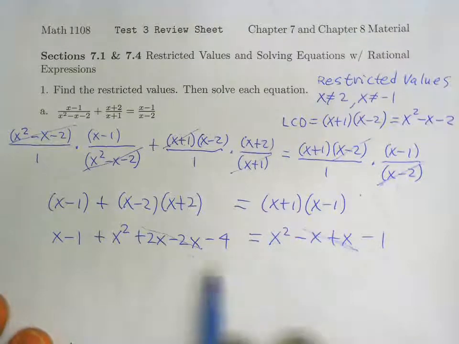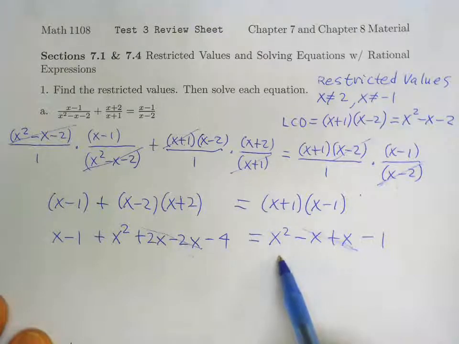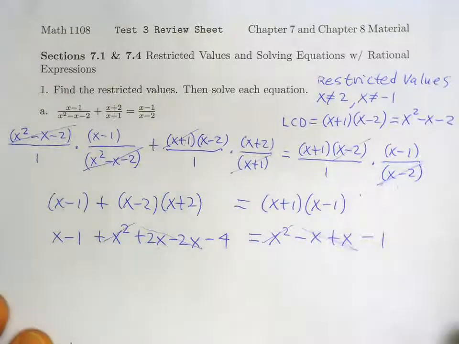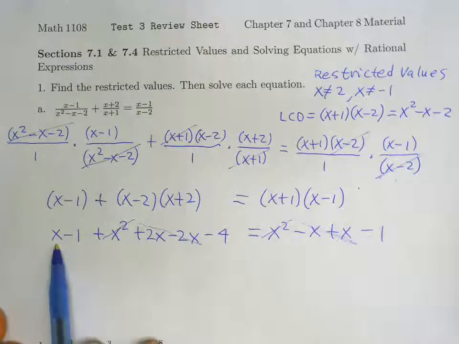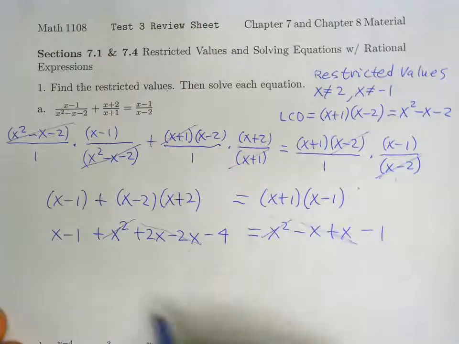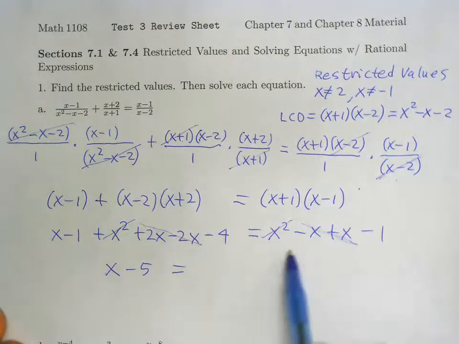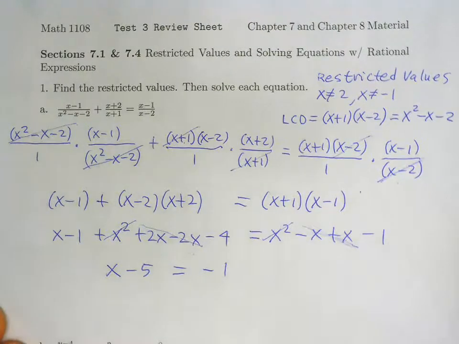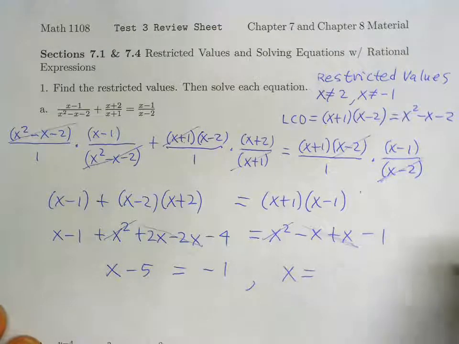Notice we have another cancellation. Both sides of the equation have x squared, so when we subtract x squared from both sides, those are eliminated. So let's write down what we have left. On the left-hand side, we have x minus 1 minus 4, which is x minus 5. And on the right-hand side, we just have minus 1 or negative 1. And now all we have to do is add 5 to both sides. And negative 1 plus 5 is 4.